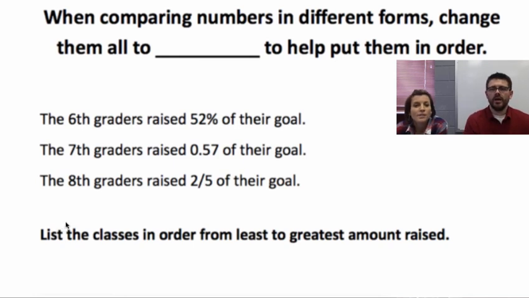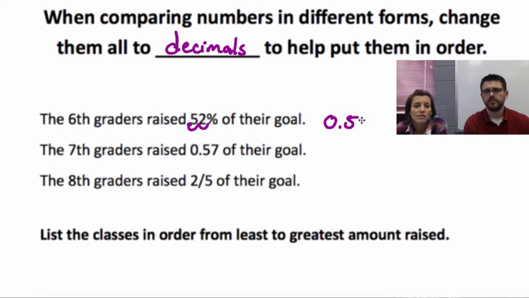When comparing numbers in different forms, change them all to decimals. That's easiest to help put them in order. Remember, to get a percent to a decimal, for 6th grade we have 52%. We're going to slide that decimal, or divide by 100, 2 places to the left, which gives us 52 hundredths. We did that in the percent unit.